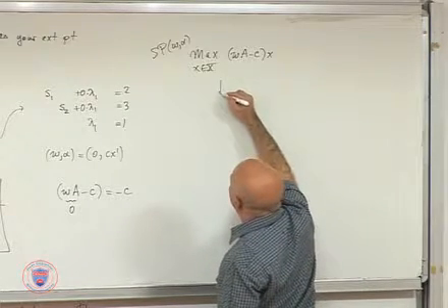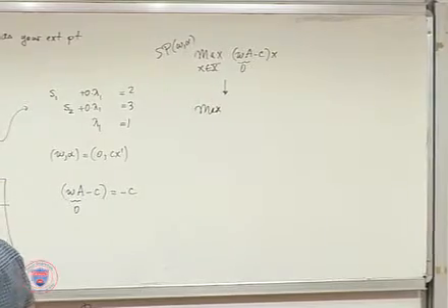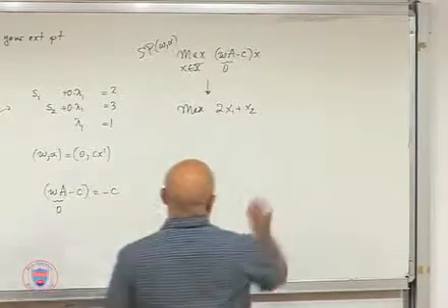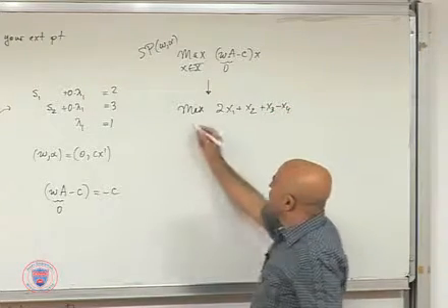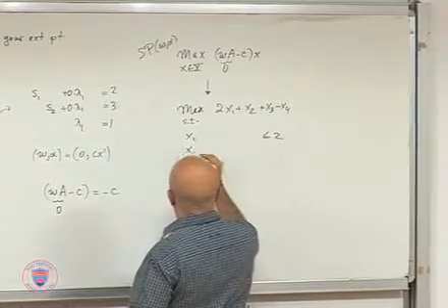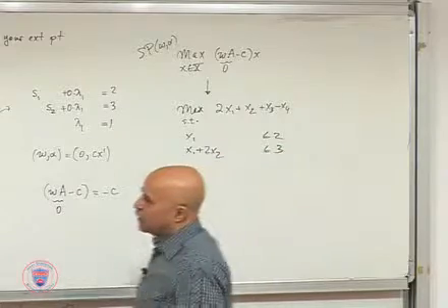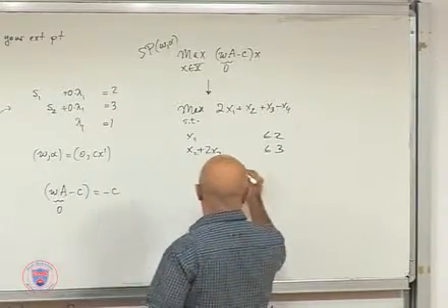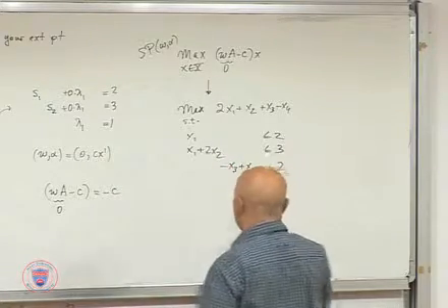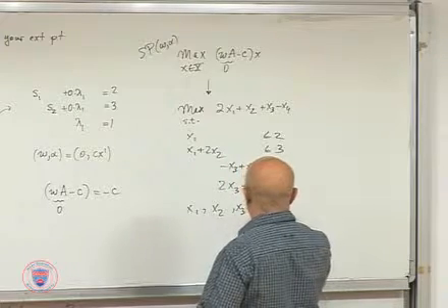And this problem, of course, becomes the following. Because this part is 0, you maximize minus Cx, which tells you that you're maximizing 2x1 plus x2 plus x3 minus x4, subject to x1 less than or equal to 2, x1 plus 2x2 less than or equal to 3, and then minus x3 plus x4 less than or equal to 2, and 2x3 plus x4 less than or equal to 6, with x1, x2, x3, x4 non-negative.